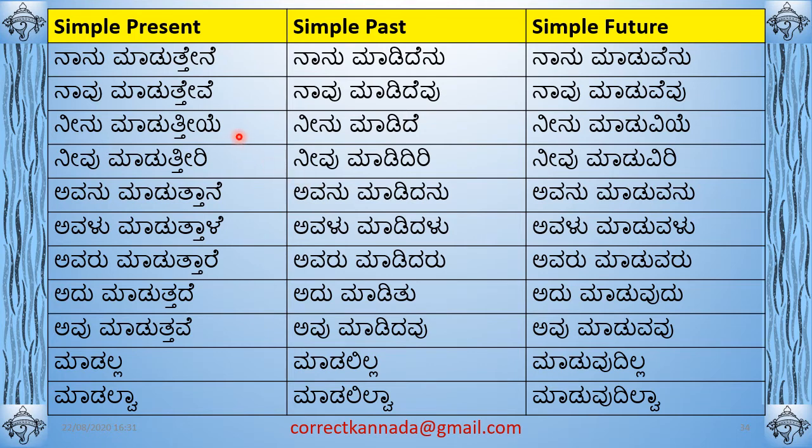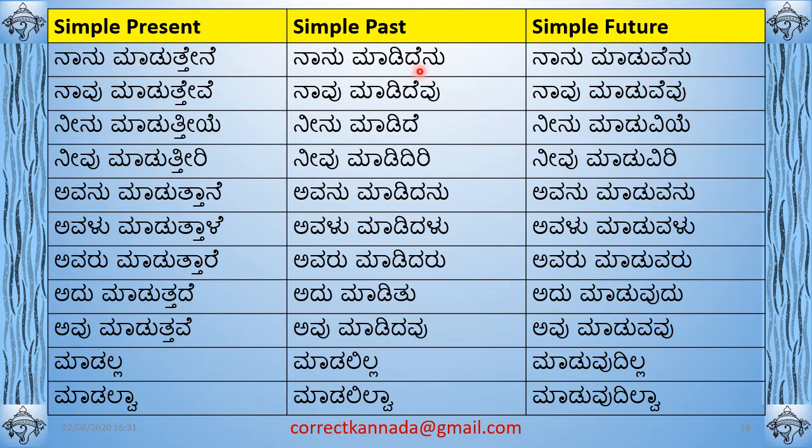Okay. So this is the summary of the simple present, simple past, simple future, all in one table. So you could see the pattern. So this is Maduttene and this is Madidenu. Right? The Madu becomes Madi here. And then Tene becomes Denu. Similarly, the future tense, if you notice, it takes the Madu from the simple present, and for the suffix, it takes from the past, but changes the da to va. So you could see that the simple future is a mix of simple present and simple past.